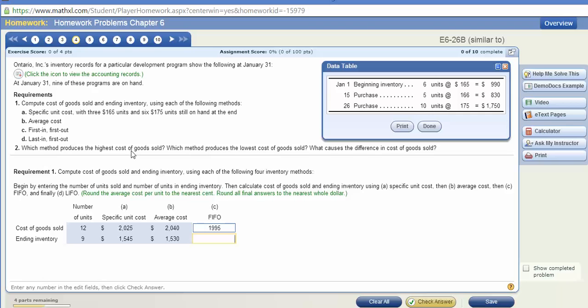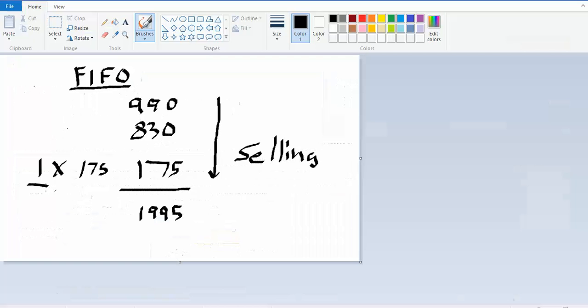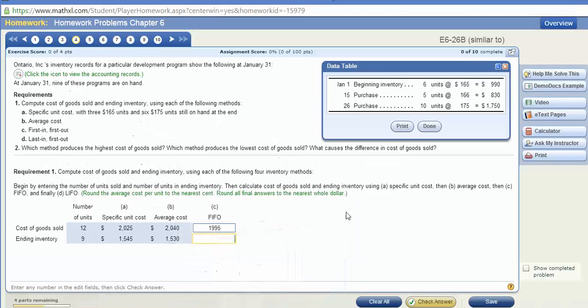We kept 9, 3, and 6. Ignore this, ignore this. That's only applicable to specific unit. 3 and 6 is 9, so we kept 9 units at 175. Remember, it's 9. That 1 was sold. That's what we're doing here. So that 1 was sold. So we kept 9. 9 at 175.